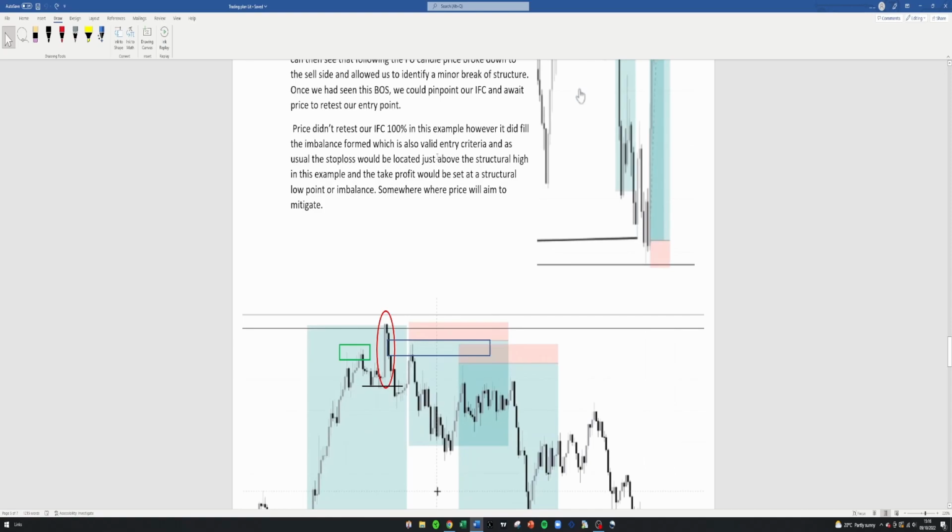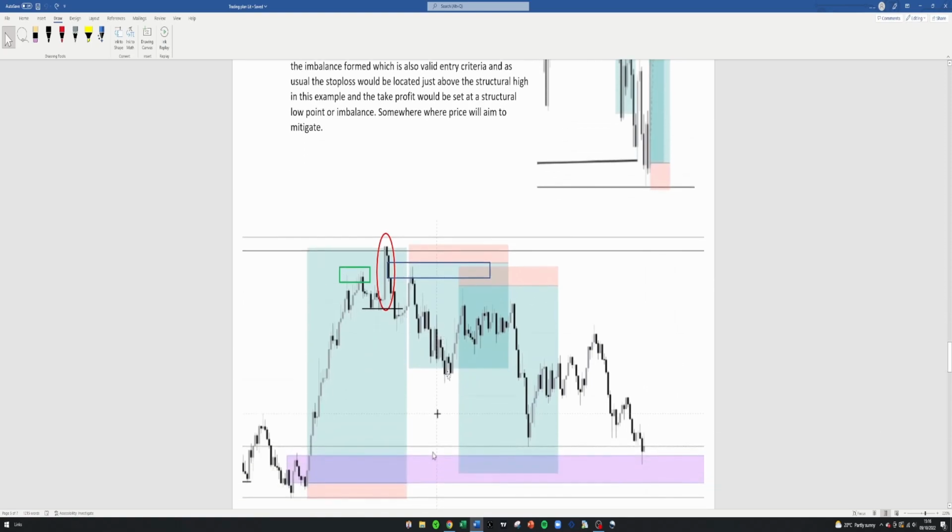And as usual, the stop loss would be located just above the structural high. In this example, the take profit would be set at a structural low point or imbalance, somewhere where price will aim to mitigate. So as you can see, we filled this imbalance here, so this box is the imbalance. We came in and we filled it, and that would also be a valid sell entry.